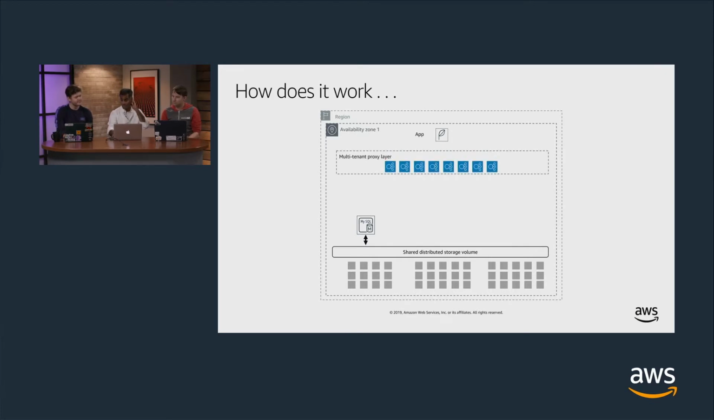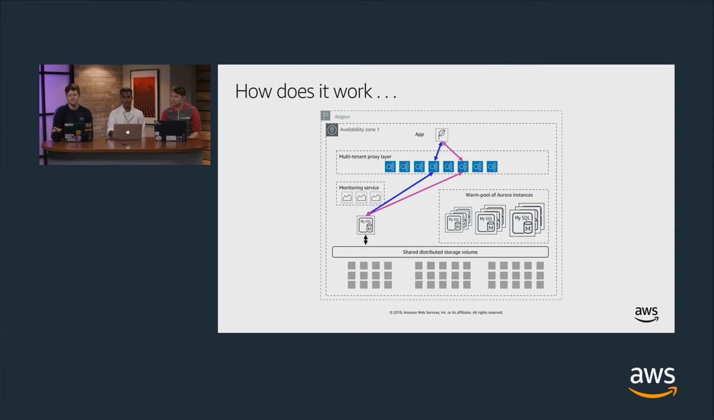So this is kind of more details on how it works. So here you basically have the multi-tenant proxy. You basically have the warm pool of instances. We have our monitoring services, which is part of our control plane. And your application is talking through the proxy. And you can have multiple connections going through multiple pieces of the proxy.